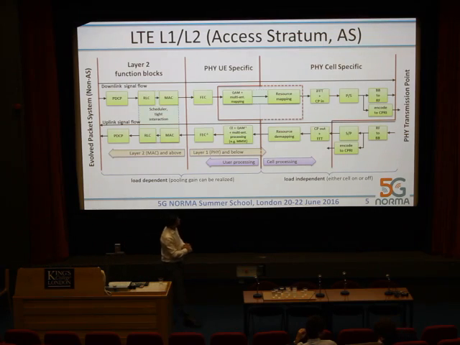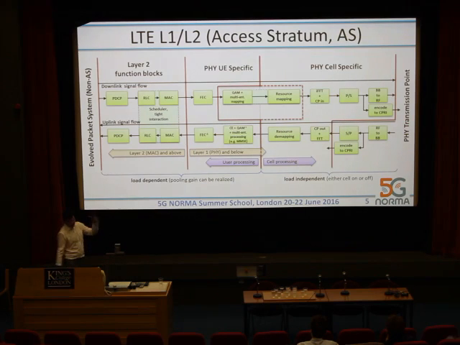This is then converted from a serial information stream to a parallel information stream. Then you have a fast Fourier transform, which converts this into the frequency domain. So from time domain samples, we now have samples over the frequency. We remove the so-called cyclic prefix. This is to have orthogonal symbols.